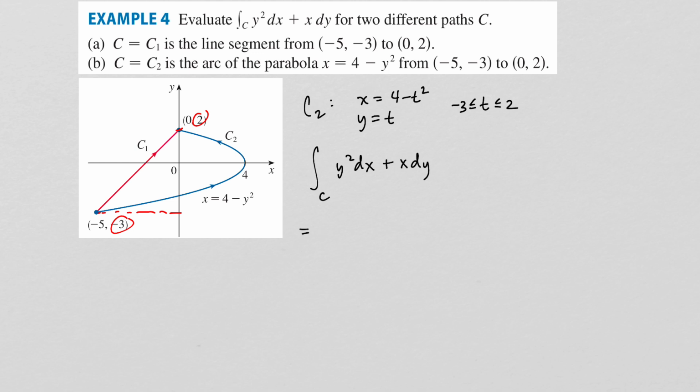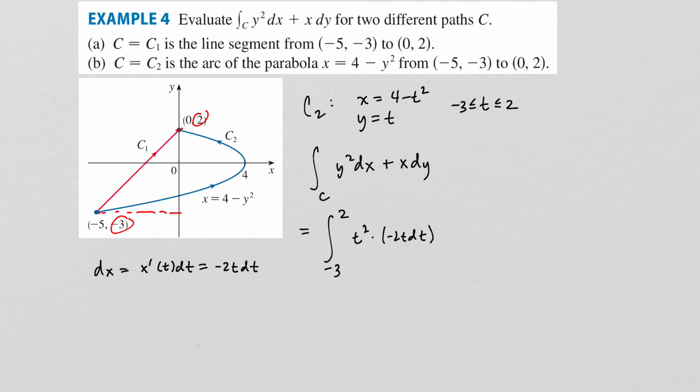Let's see if I can do this a little bit cleaner this time. I have the integral from -3 to +2. y squared is simply going to be t squared times, okay, now we need dx. Now remember, dx is x prime of t dt. And if x is 4 minus t squared, x prime is -2t dt.